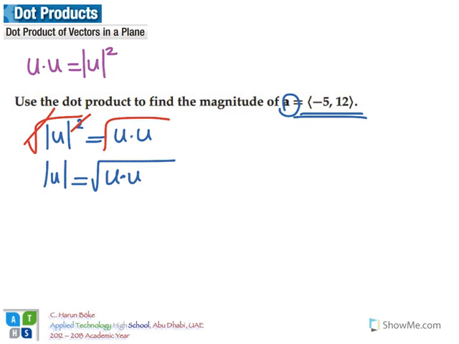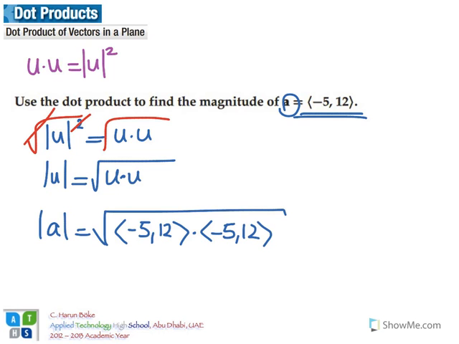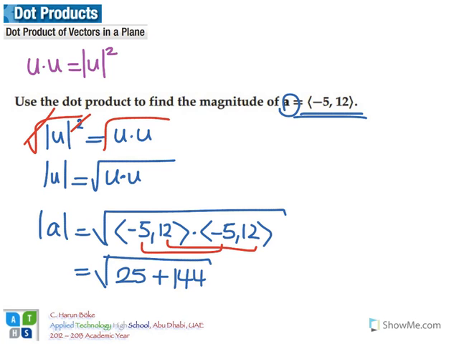So we will say the magnitude of a will be the square root of ⟨-5, 12⟩ dot ⟨-5, 12⟩. So when we do that, we will get the following. It will be -5 times -5, which will give me 25, plus 12 times 12, which will give me 144. So actually, this will be the square root of 169, which will end up with 13.